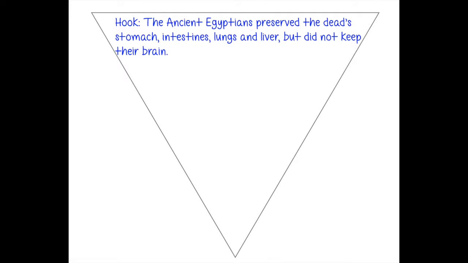In writing my introduction about ancient Egypt, I wrote a hook, a lead-in, background, and I included my thesis statement. In the blue is my hook. Since I'm writing about mummification, I tried to find one of the most shocking facts that I could that would get the reader to want to continue to read. So I talked about canopic jars and what's in them, without actually mentioning the canopic jar because that's specific information that'll come later. So I began with: the ancient Egyptians preserved the dead's stomach, intestines, lungs, and liver, but did not keep their brain. For me, that's really interesting and would make me want to keep reading.